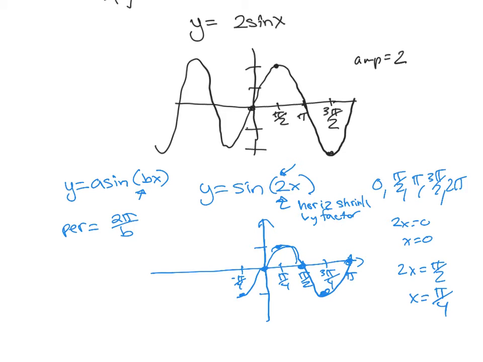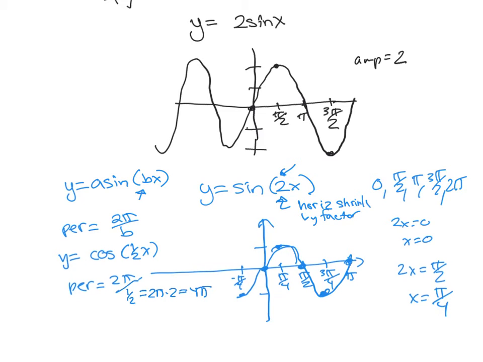If b is a value less than 1, we're going to be stretching it, so multiplying by the reciprocal of that fraction b. So for example, if I had y equals cosine of 1/2 x, the period is going to be 2 pi over 1/2, just the coefficient. So it'd be 2 pi over 1/2, or 2 pi times 2, or 4 pi. So it's going to be stretched horizontally.